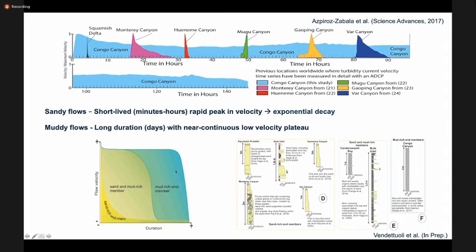And so work soon to be submitted by Daniela Vendettuoli is demonstrating there are these two end members of either mud-rich flows, which are very long duration and show this steady plateau, this is normalized to flow velocity and duration, this plot, or else a rapid increase and an exponential decay. But you don't get one or the other. You actually get a gradation of behavior between these, depending on the amount of mud and sand that are available within the system.